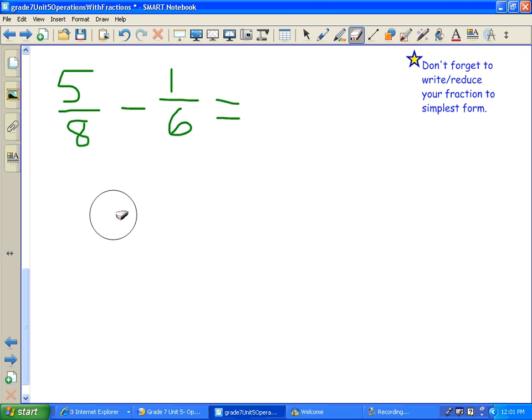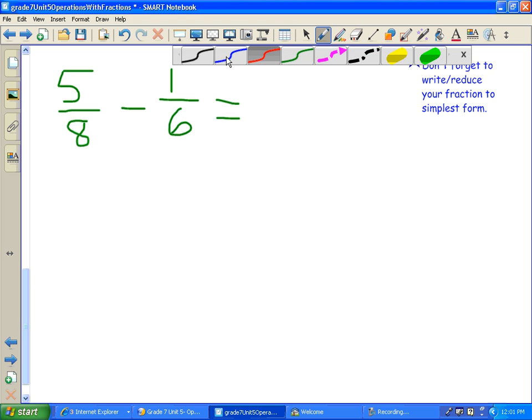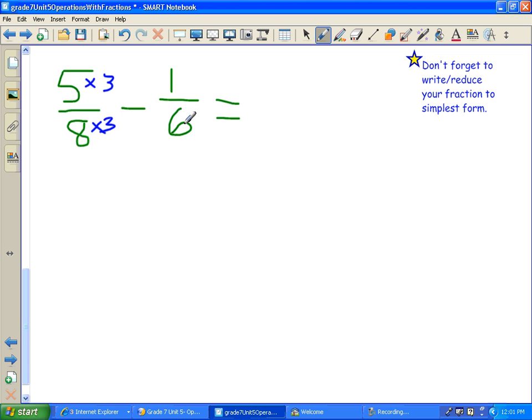So let's do that. Make both the denominators 24. So I'll times this by 3, because 3 times 8 is 24. And I better do the same with the top. What do I have to multiply this 6 by to make it 24? 6 times 4 is 24.